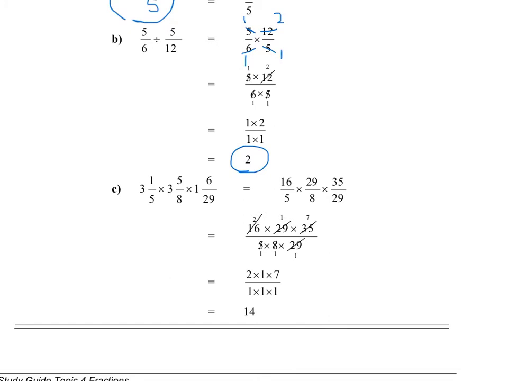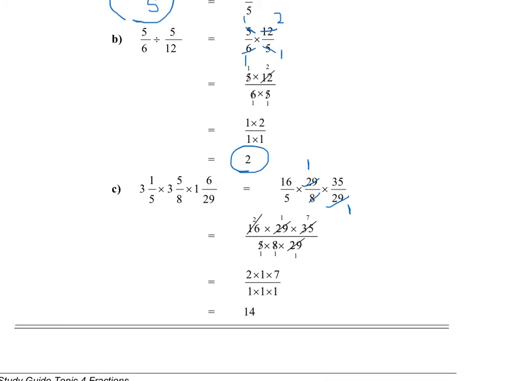In the last problem, we've got multiplication of mixed numbers. Now all of those mixed numbers need to be changed to improper fractions, as they have been here, and after they've been changed to improper fractions, we can then look for common factors. You can see there's a 29 in the numerator and in the denominator, so 29 goes into 29 once.